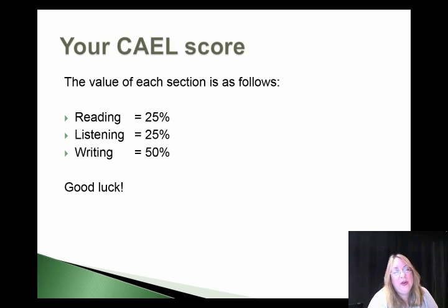Your CAEL score, the value of each section is as follows. The reading is weighed at 25%, the listening at 25%, and the writing is 50%. So obviously it is the most important section of the exam.